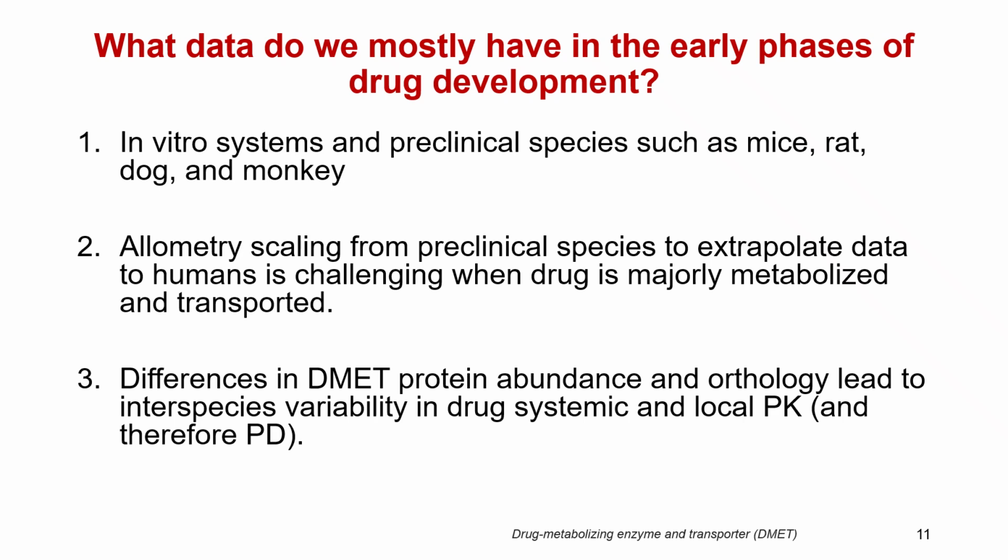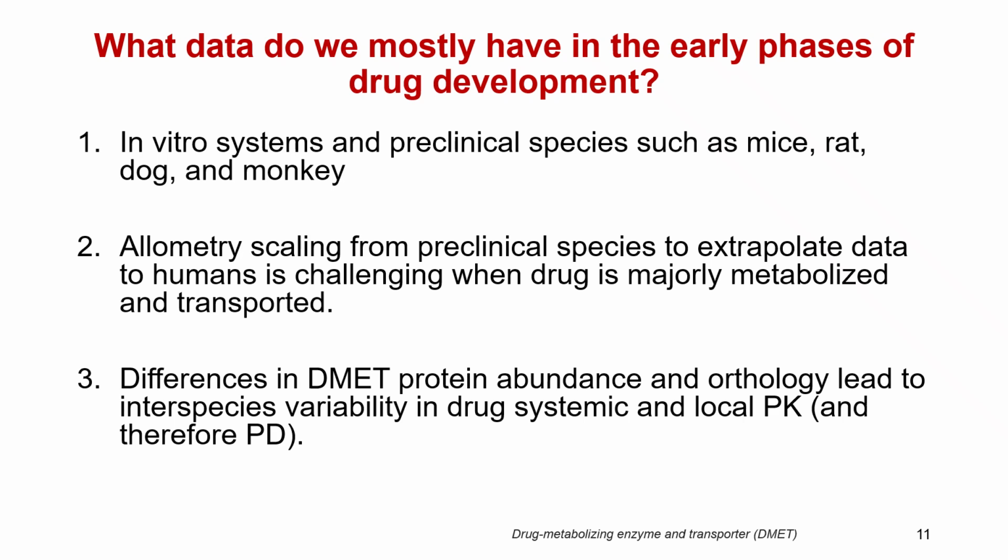So mostly we deal with the data coming from in vitro systems and preclinical species, for example, mice, rat, dog, and monkey. Based on this data, we perform allometric scaling from preclinical species to extrapolate to humans. However, in most cases, it's challenging to perform allometric scaling merely based on body surface area or body weight, especially when the drug is majorly metabolized and transported.